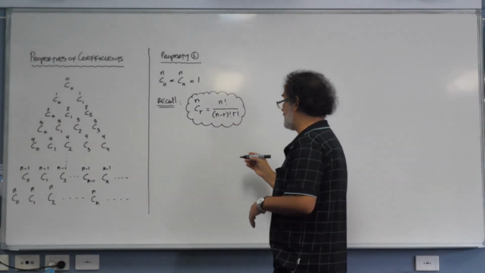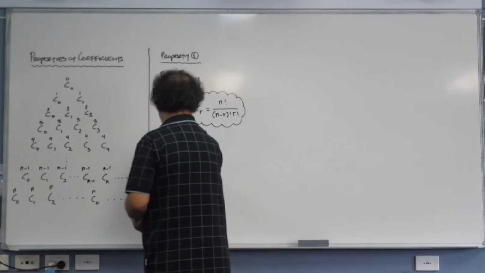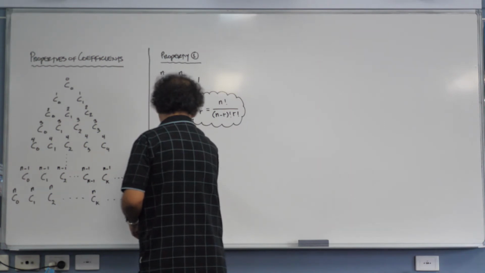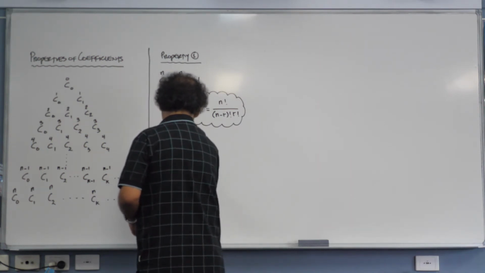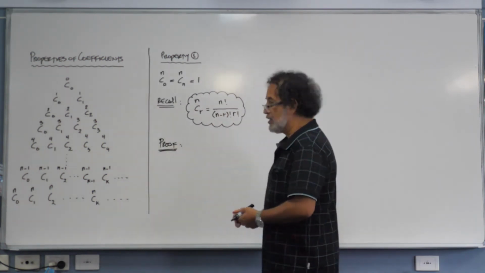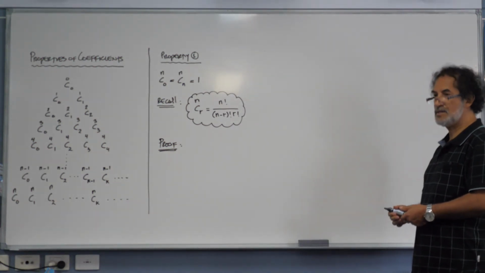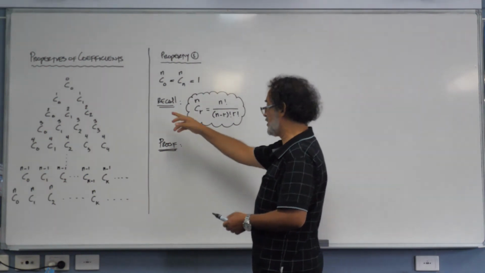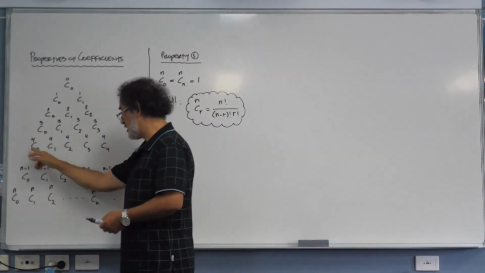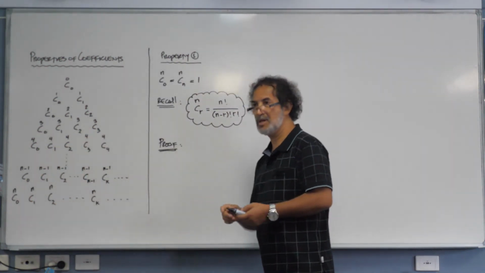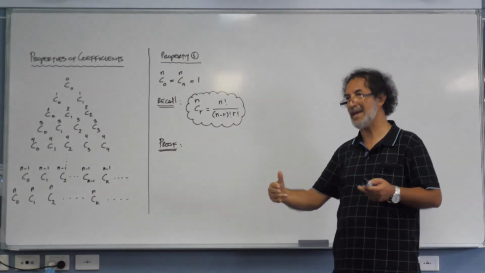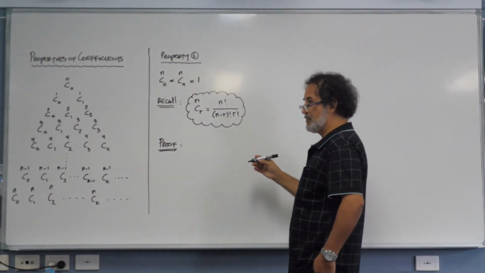Okay, let's do the first one. So we're going to say proof. We are going to prove that NC0, so that means that it doesn't matter where you are in here, NC0 will be 1. It's going to be one of the n's, 1. All right, so let's do it.